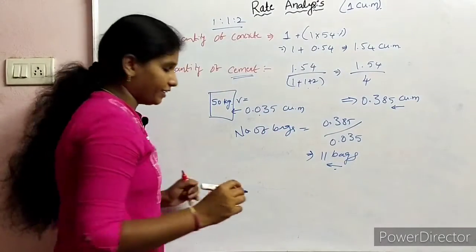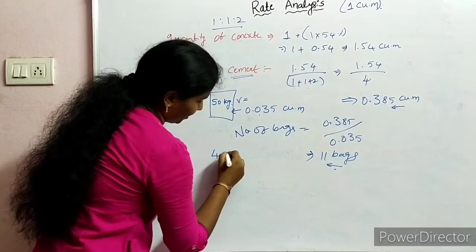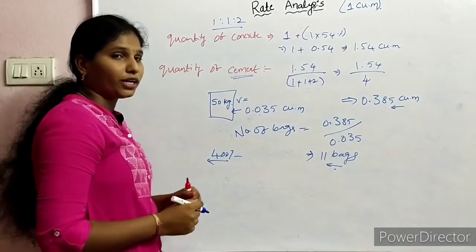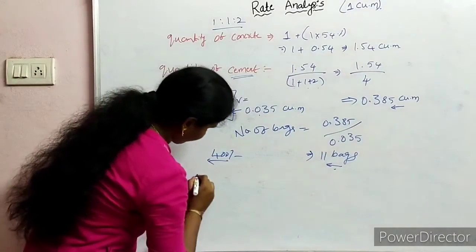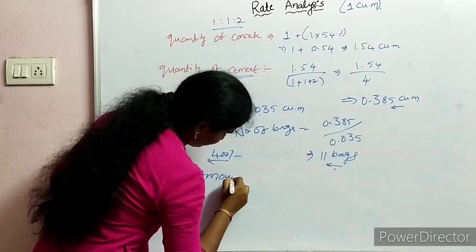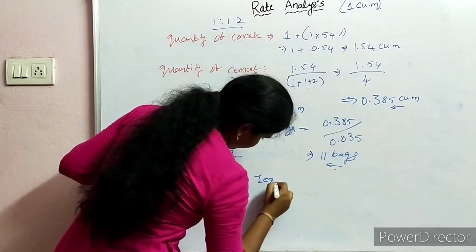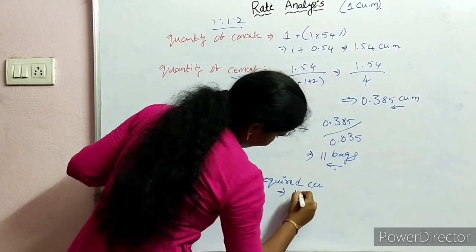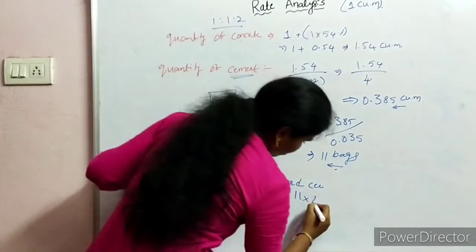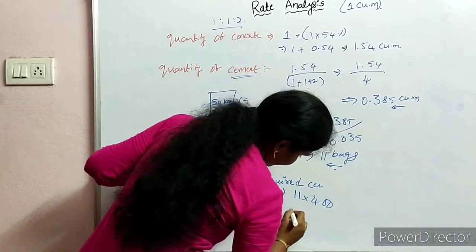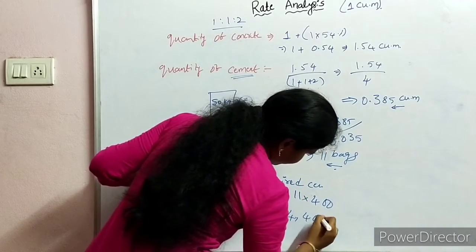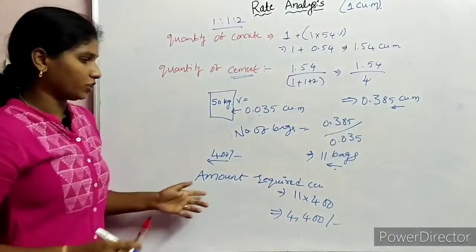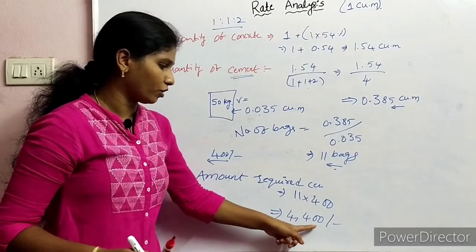The cost of each bag is 400 rupees. Now the total amount required for the cement is 11 bags and each bag of cement costs 400. That means we will get 4,400 rupees. The cost of the cement is 4,400 rupees.